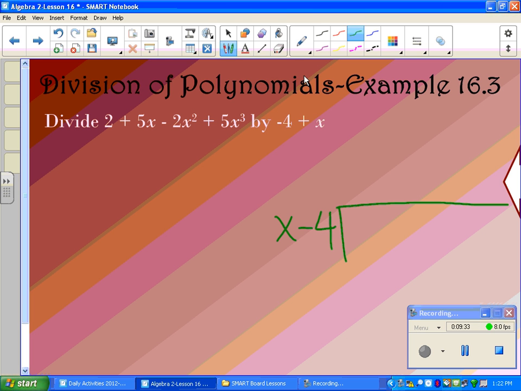How should I write this? All right, the highest one is x cubed.